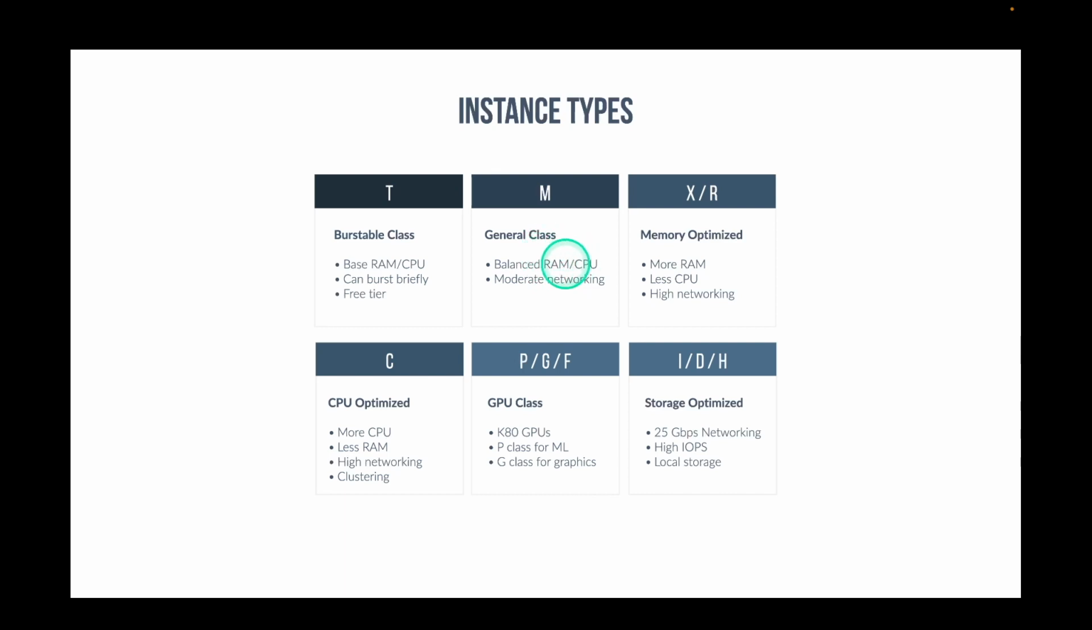It's a balance between memory and CPU. The X and R series have more memory to them, whereas the C class has more compute, more CPU. So CPU optimized, and this is memory optimized. The P, G, and F, these are GPU classes for doing deep learning, AI, machine learning, large language models, and so on, would want to run on one of these.